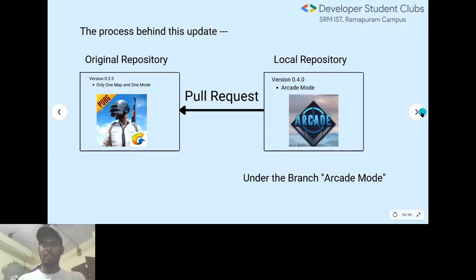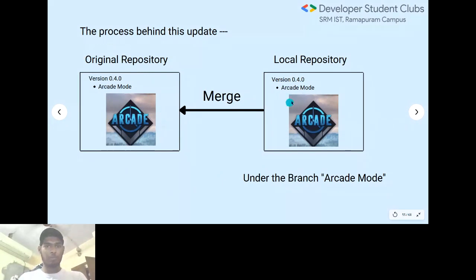Now the original repository has the branch arcade mode. So he merges the branch arcade mode into the oldest version 0.3.3. After merging, the arcade mode gets updated here. So before production, this is what happens. It is similar to this.